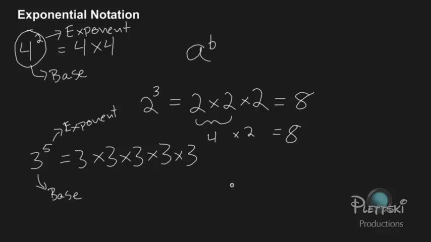In algebra, we use variables sometimes. So if you had a number n raised to the fifth power, that is the same thing as n times n times n times n times n, 5 times. So you have 1, 2, 3, 4, 5 n's.